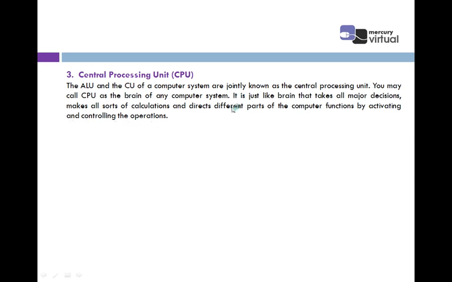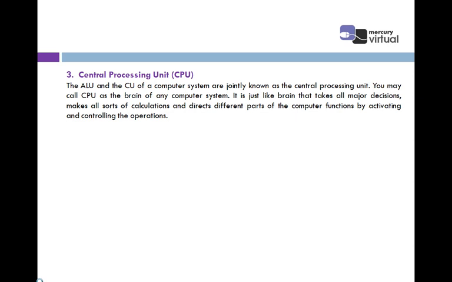Now this is the important line. Let's see. It is just like a brain that takes all major decisions. First of all, it takes all the decisions, makes all sorts of calculations, means all the calculations like arithmetic calculation, logical calculation, and it also directs different parts, that is done by the CU. Direct means supervises other parts, whether to use that part at the same time or whether to use this part at a later stage. All this is done by the CPU.